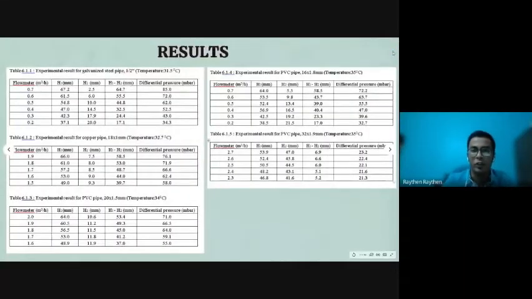Hi, I'm Redan and I will continue with the result part. So this is our results. For the experiment, we used 5 types of pipe, which are galvanized steel pipe, copper pipe, and 3 PVC pipes with different diameters. For galvanized pipe, we use 6 flow rates, and we recorded the H1 and H2. H1 is the maximum height of the flow meter, and H2 is the minimum height, and we find the difference in H, and we recorded it. The same step is used for copper pipe and also the PVC pipes with 3 different diameters.